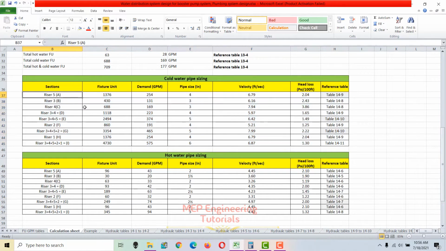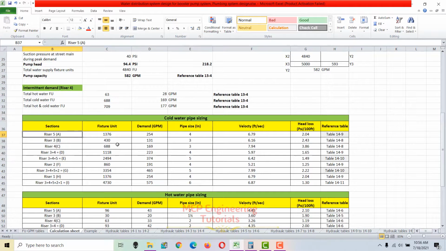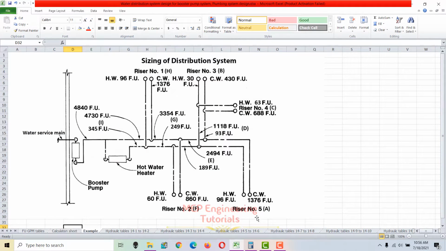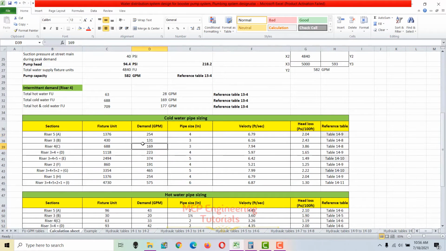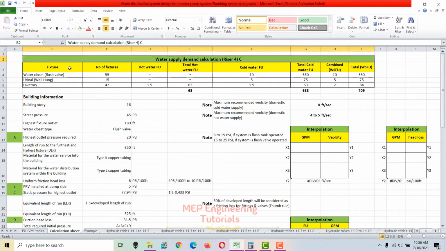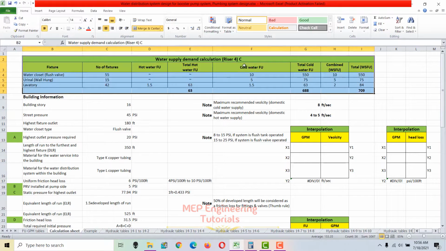So let's check for riser 5, which is represented by section A. You can see that riser 5 is represented by section A, and we have 1376 cold water supply fixture units here. I'm not going to calculate the demand for all risers. The way I have shown you for riser 4 represented by section C, in the same way you have to calculate the demand for each riser and each section. Otherwise the video will be much longer. This is just a procedure to show you how you can calculate.